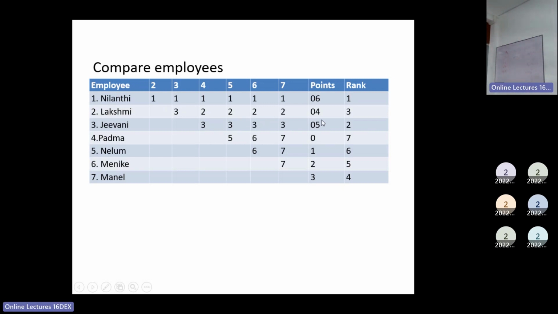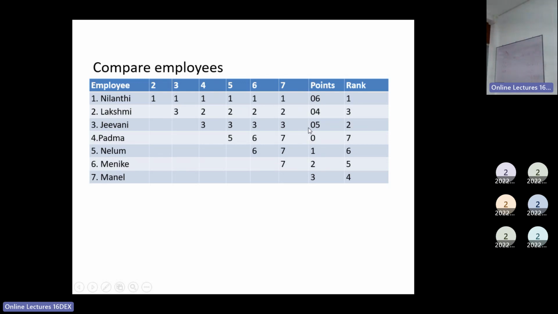Padma's label is 4. How many fours? 0. Not even a single one. Okay. So Nelum's label is 5. How many fives? Only 1. Manike's label is 6. How many 6s? 2. Mani's label is 7. How many 7s? 3. Right.